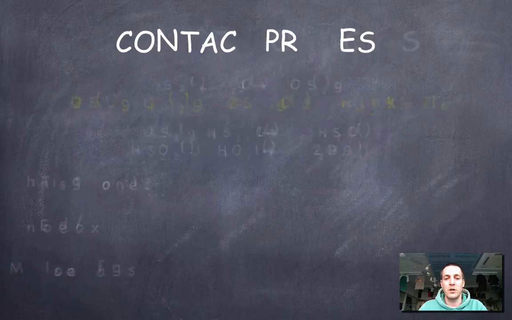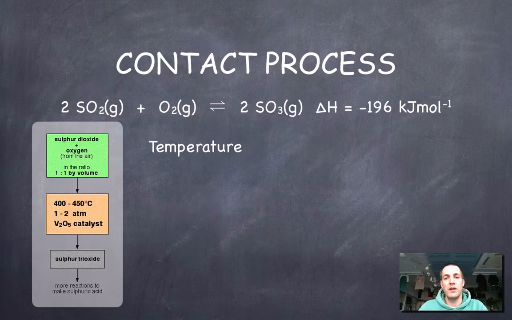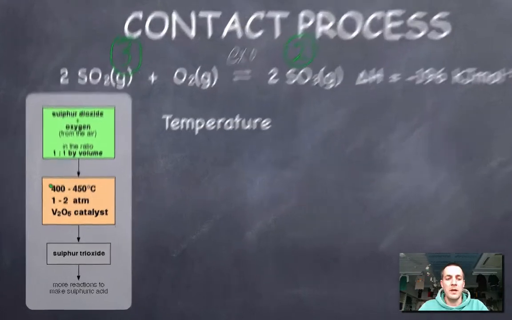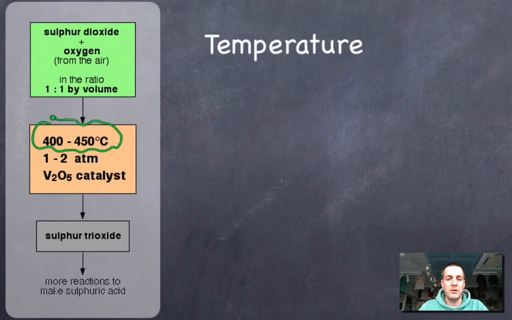Now let's have a look at what conditions are actually used, and I've got rid of all those other equations because the one that we're interested in is the one that the conditions are used to modify the yield and rate of. So here's that reversible reaction we saw before. We've got a negative enthalpy change, so exothermic in the forward direction, more moles of gas on the left, 3 on the left and 2 on the right. So let's consider what sort of temperature we're going to use. It says here we're using about 400 or 500 degrees again.